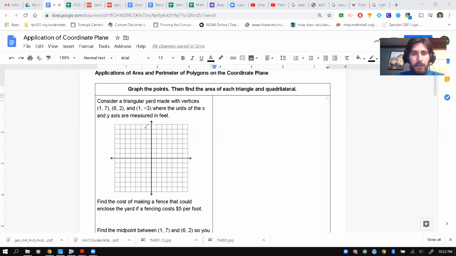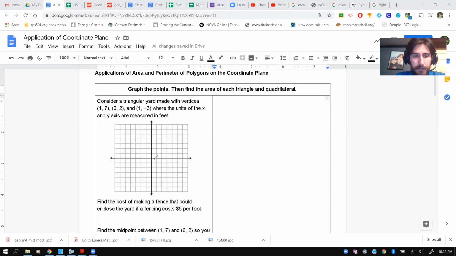So let's start with number one here. We're going to consider that we're trying to make a yard for a dog that we have. And I have transplanted these points into a coordinate plane of where I think, if I look at a top-down view of my house, I would want a yard, where each of these is going to be measured in feet.